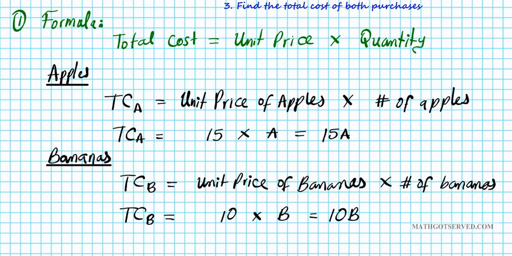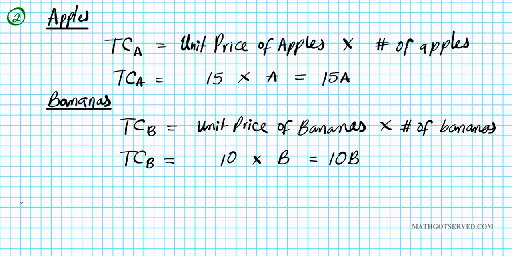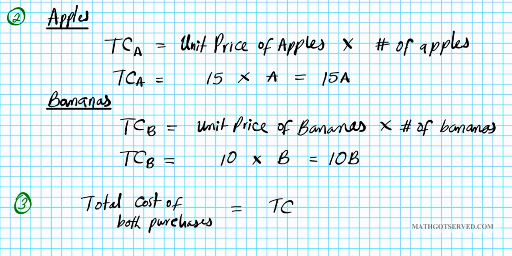Okay, so we're done with step 2. Now, step 3, we're going to find the cost of both purchases. All right, so we'll just simply add both of them. All right, so this is the setup. Total cost of both purchases is equal to the total cost for apples plus the total cost for bananas.